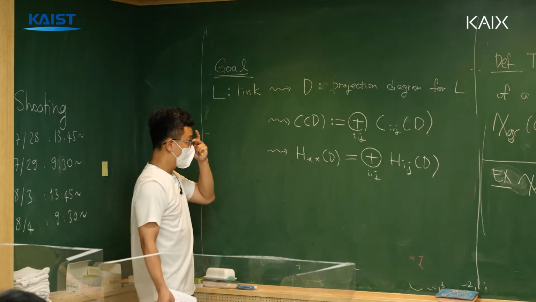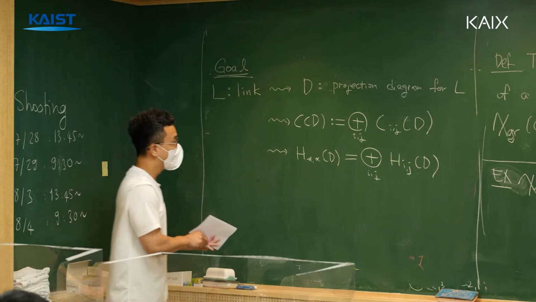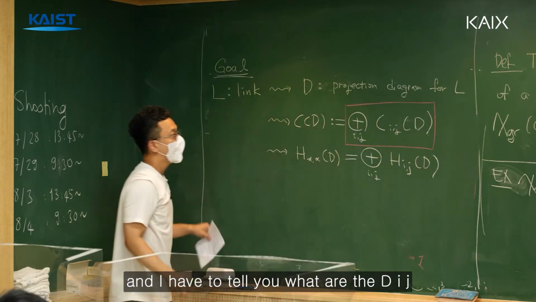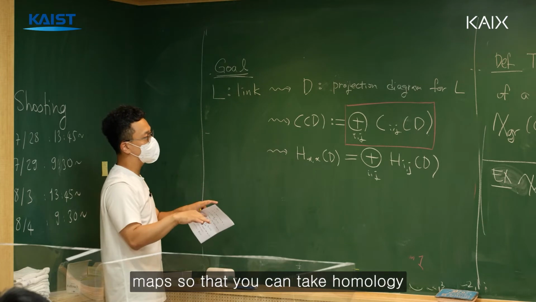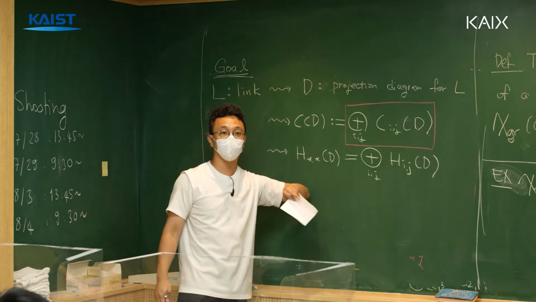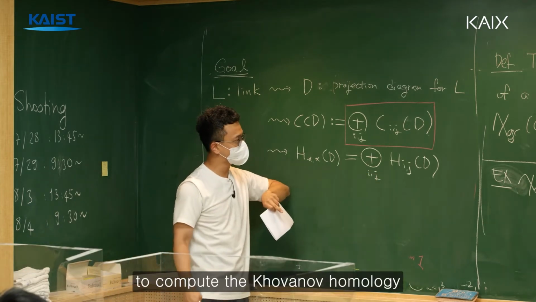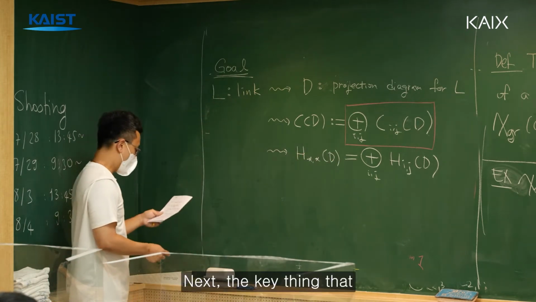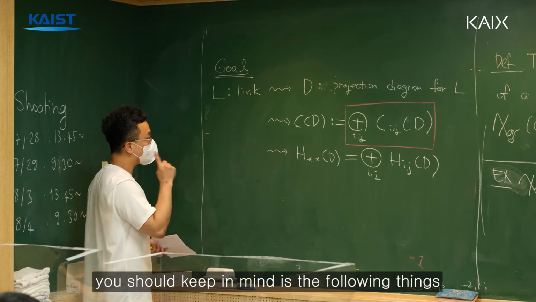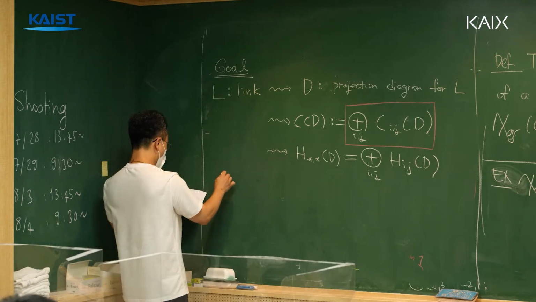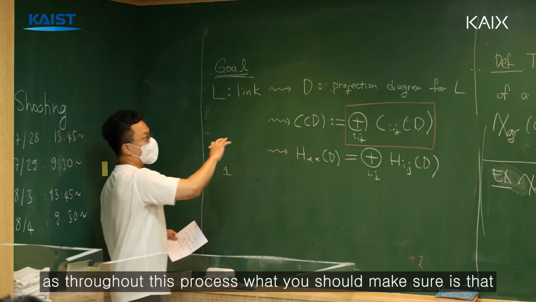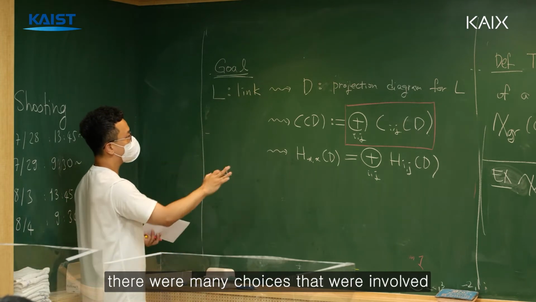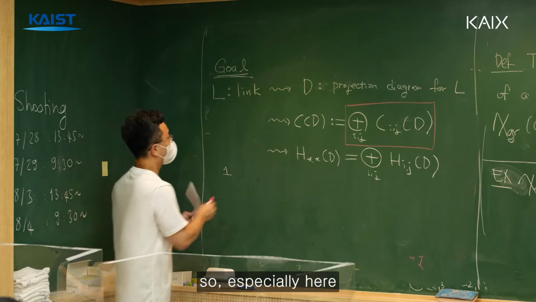Okay. So in order to do that, I have to tell you how I define this, and I have to tell you what the d i j maps are so that you can take homology to compute the Khovanov homology. So this is what we are going to do next. And the key thing that you should keep in mind is the following. The first thing is that throughout this process, there were many choices involved, especially here.